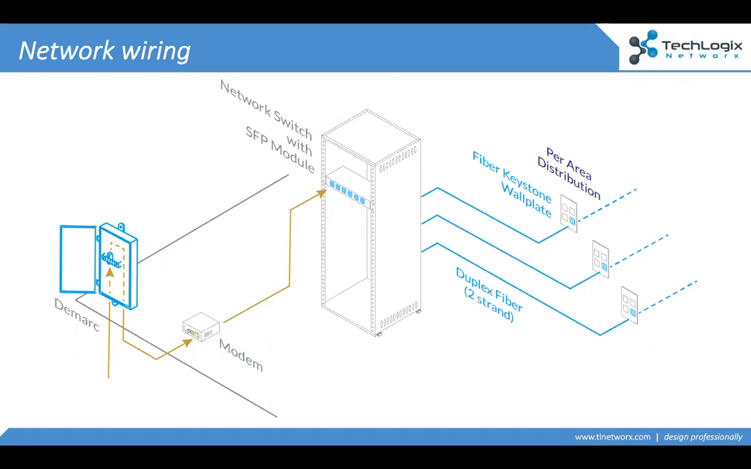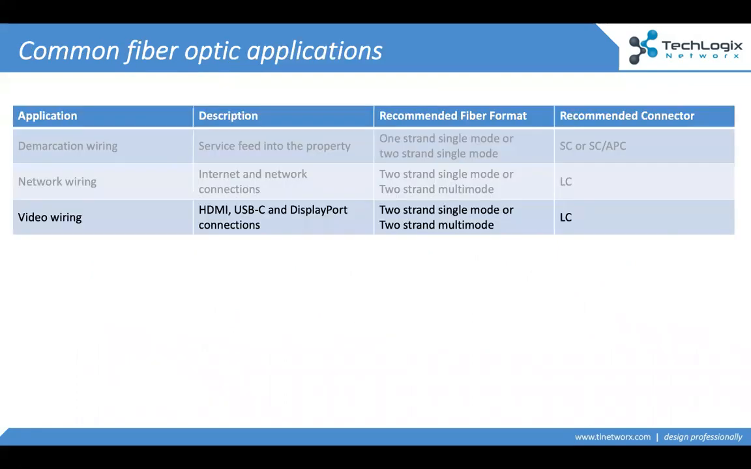And at the end of these runs, we'll have access points. We'll have other network switches. We'll have all kinds of different devices that connect to our topology. Now, video wiring, this is where we see really the high bandwidth, right, as we discussed, 18 gig, 48 gig. This is another big place that we see fiber being used. We have to be using fiber here. A lot of bandwidth, okay? Different than the network, we're talking about point-to-point video wiring here.